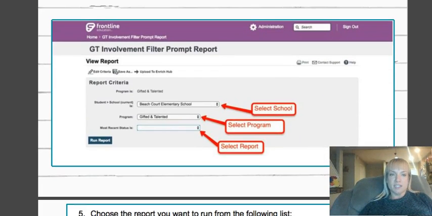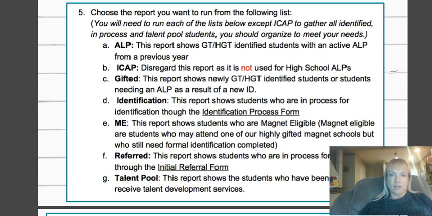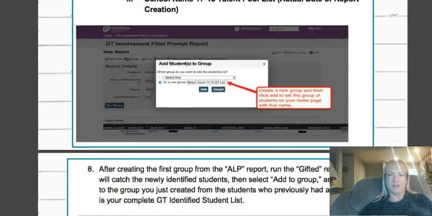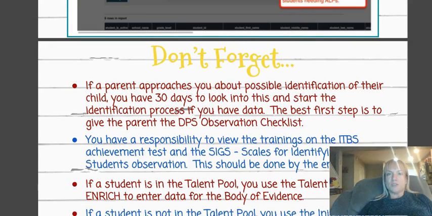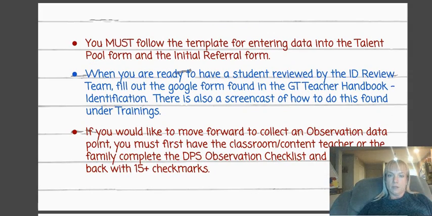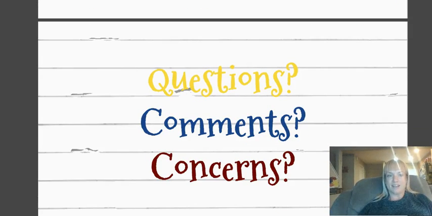Once you're reviewing your lists, the lists you want to look at are the following. ALP and Gifted are going to pull your students that need those ALPs written by October 27th. Magnet eligible are students that may not have those 3 data points yet, but they're scoring at that 97th percentile or higher. And then some students may be listed in the identification or talent pool process if they have some data, but not all. Don't forget, if a parent asks for identification, you've got 30 days. Please review our trainings on the ITBS and SIGs, and follow the template for how to enter that data.